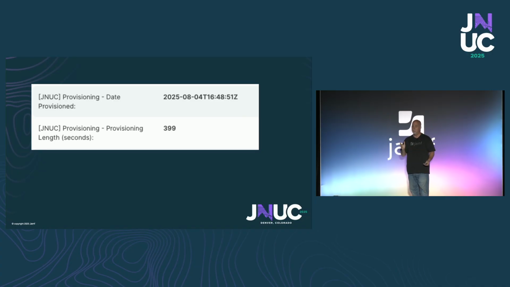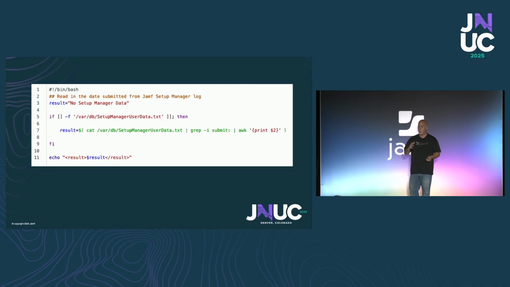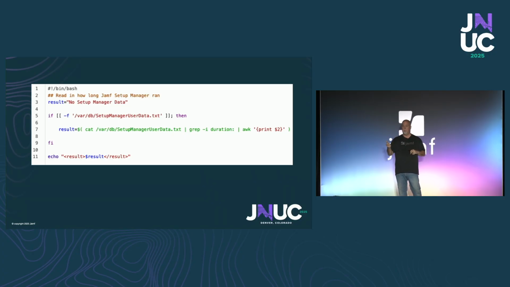And it's a really simple extension attribute. Both of them are. So it's just doing a cat on that log file, grepping it out and then awking out the exact values that he wanted, and then storing them in the result in that extension attribute. Now, what does this provide for him?